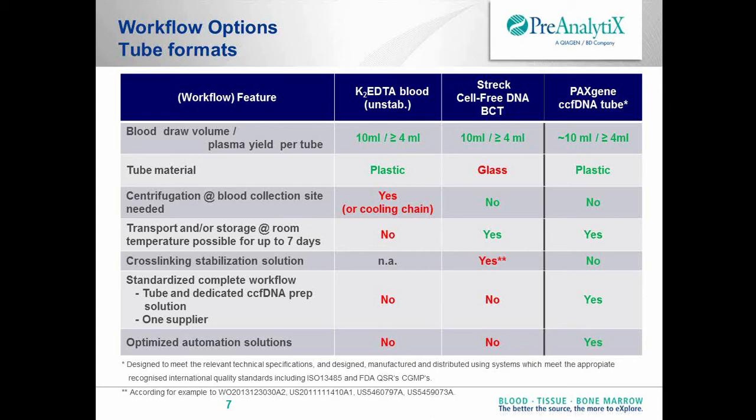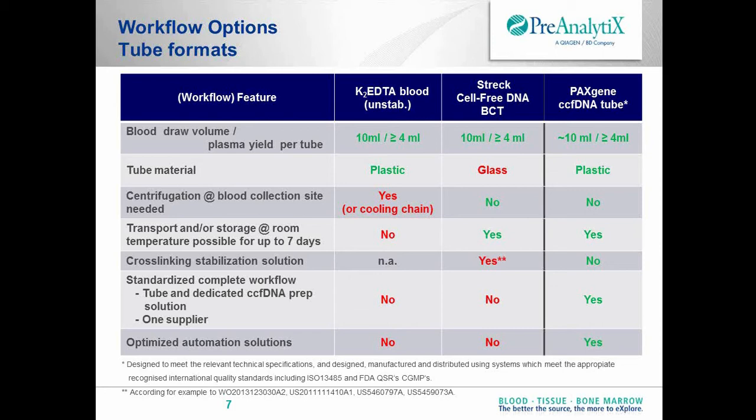As I showed you in the last slides, centrifugation at the blood collection site is needed for the EDTA blood, because if you do not immediately separate the cells from the plasma, then you get a huge amount of gDNA contamination in your plasma. This can only be avoided if you directly separate the plasma by centrifugation, or if you have a very extensive cooling chain to prevent this. And this is of course not what you normally have or can do during your studies.